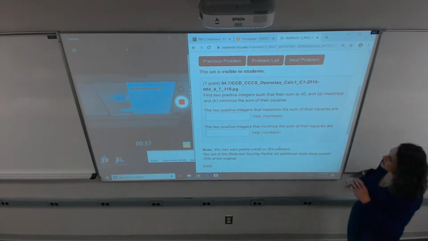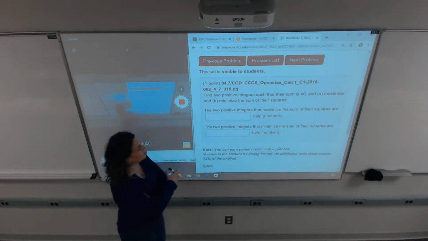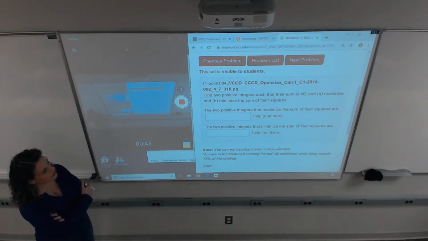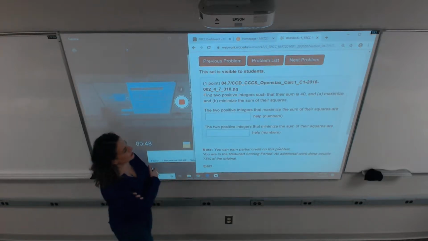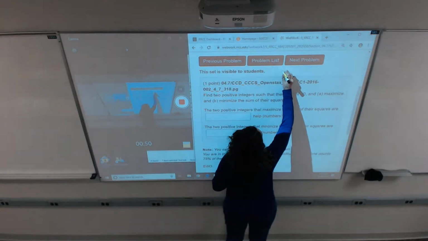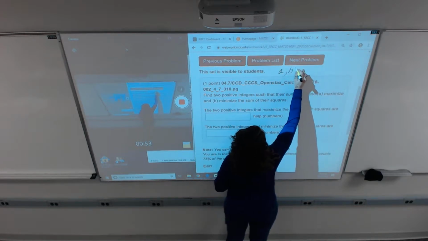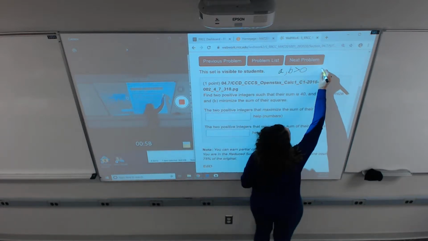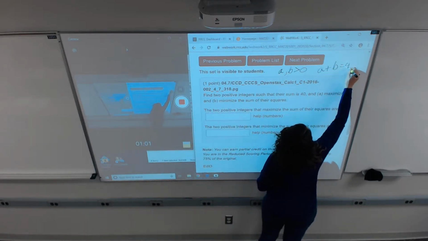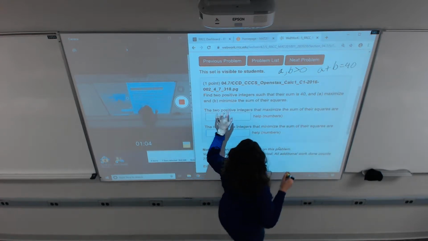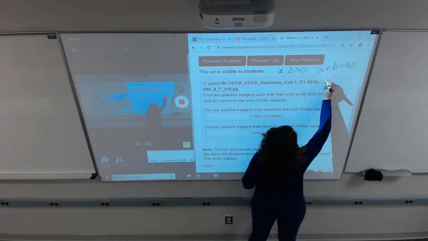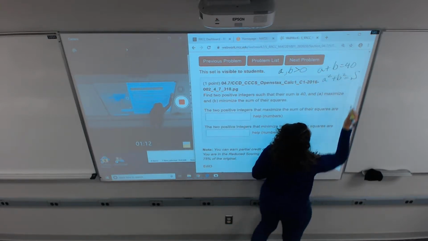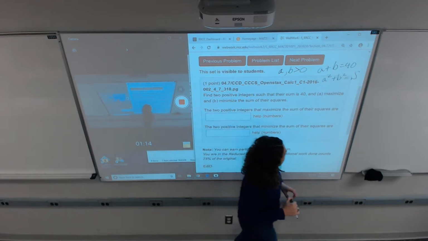So problem 5 says find two positive integers such that their sum is 40 and A maximize and B minimize the sum of their squares. Okay, so if you need two positive integers, you need names, so you could let A and B be greater than 0, and they're positive integers. Their sum is 40, A plus B is 40, and you want to maximize the sum of their squares. So you want A squared plus B squared equals, I don't know, you can make it capital S for sum of squares or something like that.